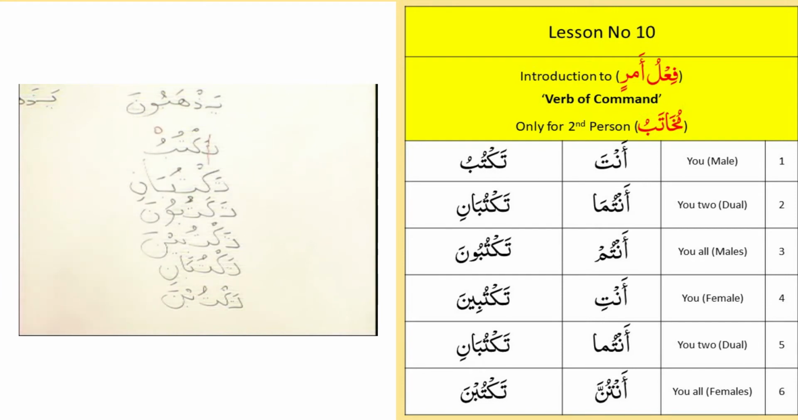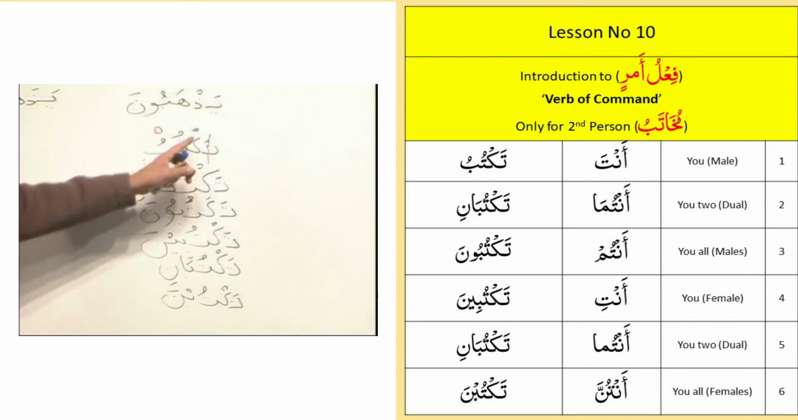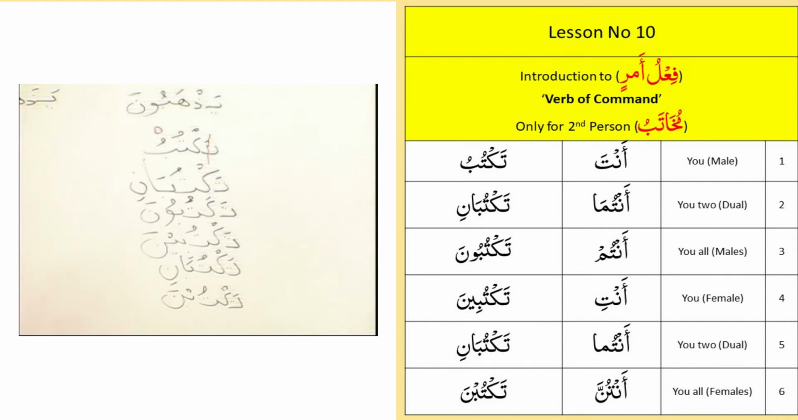Can you read it now, brother? How can you start anything with a sukoon? In the Arabic language, no word will begin with a sukoon. You cannot pronounce it. It has to have a vowel sign. No, that is not a vowel sign. It's a sukoon. We cannot pronounce it. So we are stuck now, and now we have to do something.